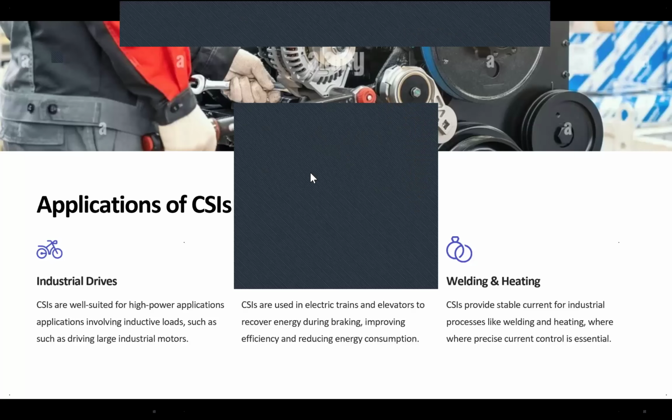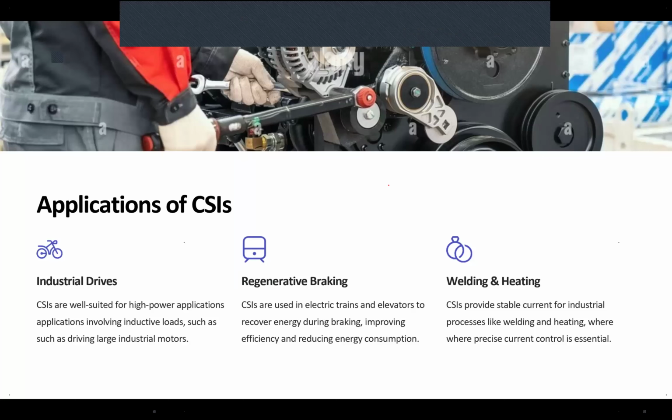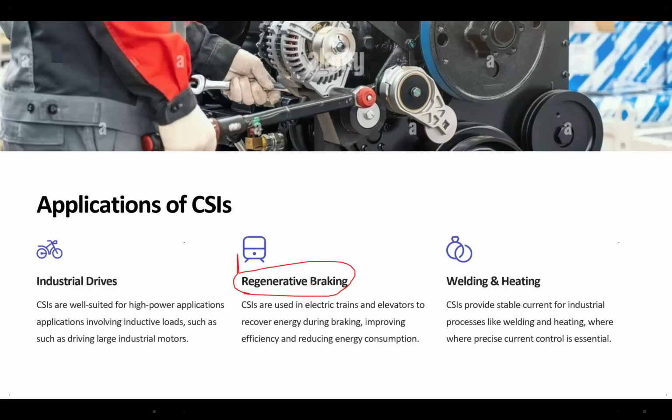My question is that one of the applications of the CSI is regenerative braking. For example, you have an electrical train. When you hit the brake, you could lose the kinetic energy of the train, or you could reuse it to charge the batteries or give it back to the grid. It is some sort of new technology that Tesla wants to work on.